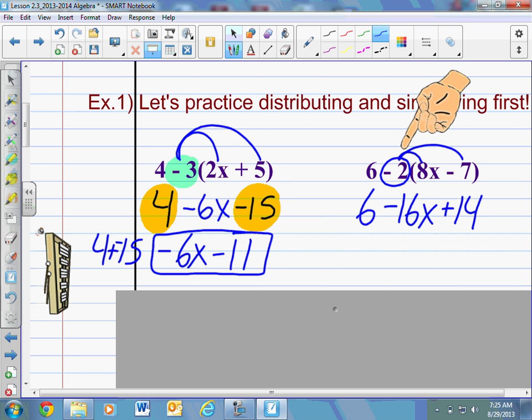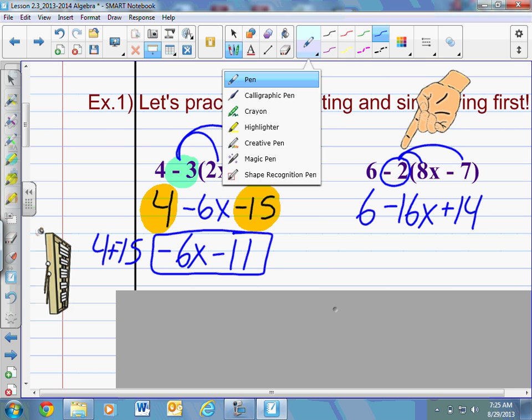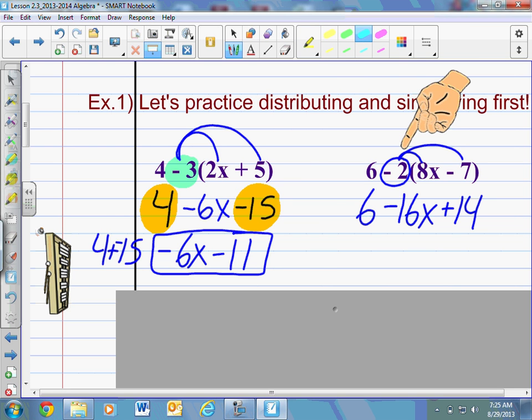And then what we're going to do is combine like terms, right? So looks like I have to combine this positive 6 and this positive 14. And I end up with, remember, put the x's first. All the variables go first, and then the single numbers or the constants go at the end.